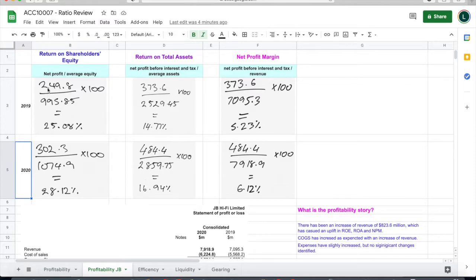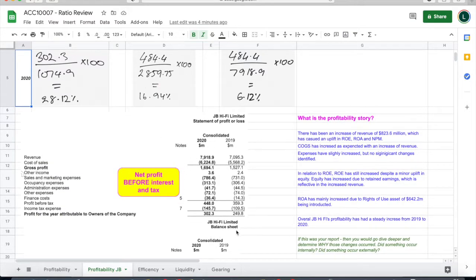Now, it is important to understand where all our figures are coming from so we can then start to create a story around it. So our numerator, the top of our equation, that is coming from our revenue point. So let's have a look here. So here is our revenue.